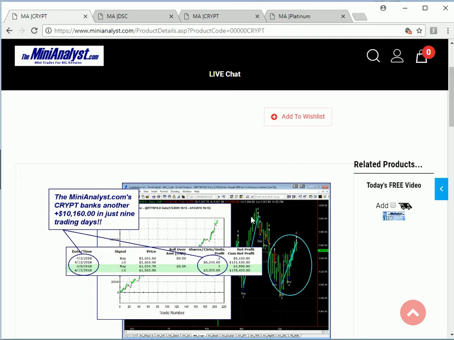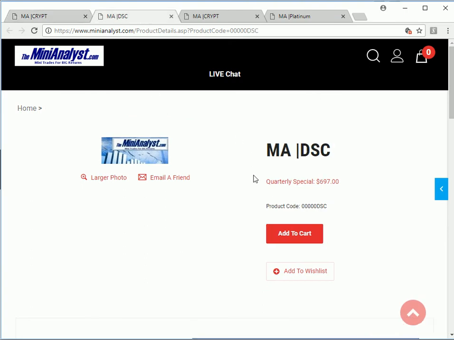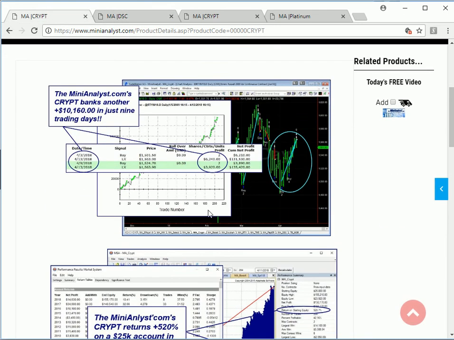Again, these methodologies I've been using for almost 20 years. Not 20 years, about 15 years, 10 to 15 years, depending. The DSC is 20 years next month. So the methodology behind the DSC has been essentially ongoing for about 20 years, $697. But back to the Crypt. So if you look, $1,300.